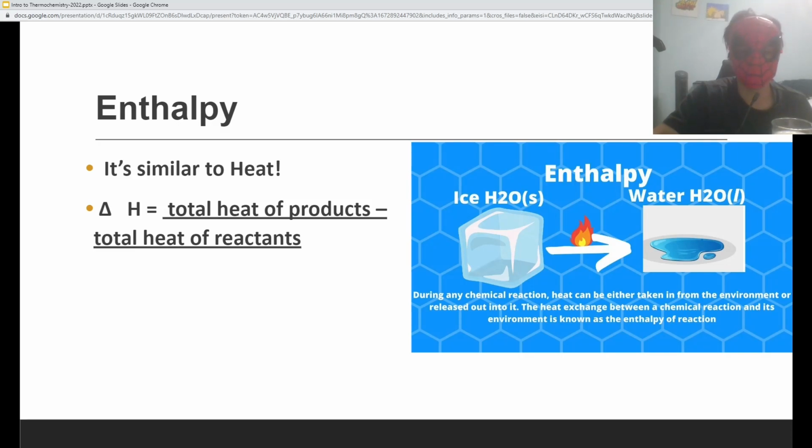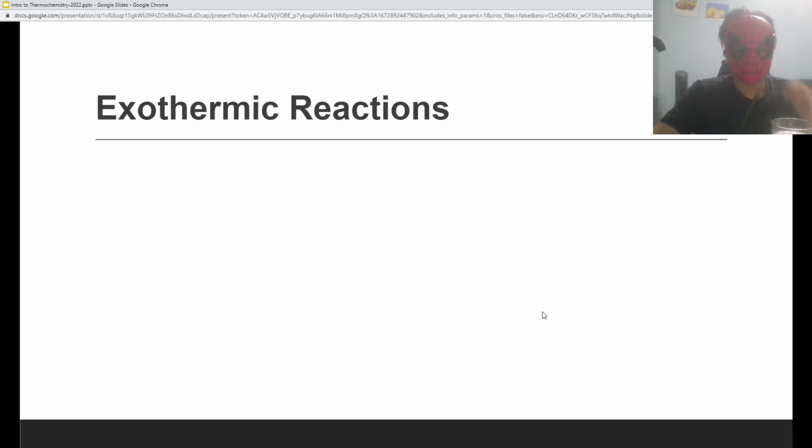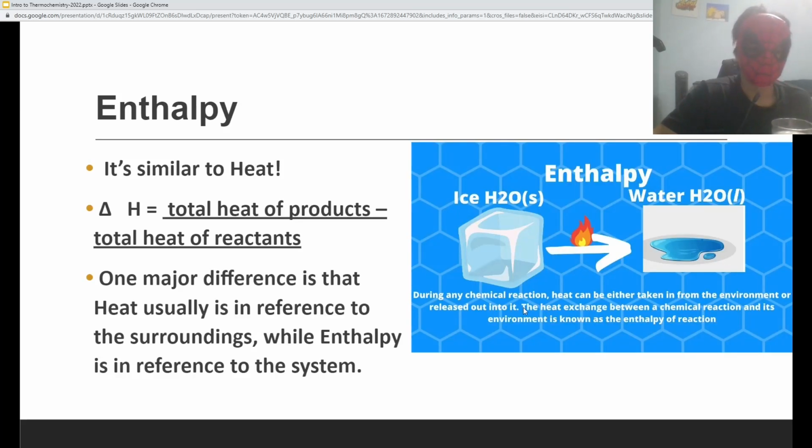Enthalpy can be calculated using the following equation. Delta H equals total heat of products minus total heat of reactants, where delta H means a change in enthalpy. Take a look at this.